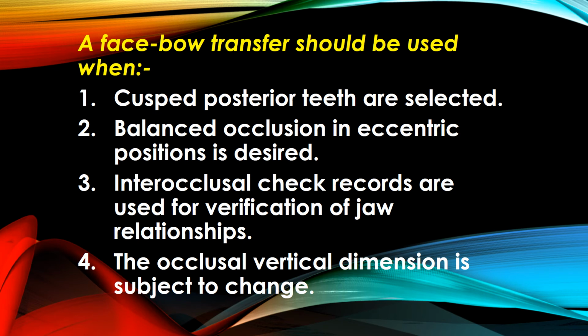A face-bow transfer should be used when, number 1, cusped posterior teeth are selected. Number 2, balanced occlusion in eccentric positions is desired. Number 3, interocclusal check records are used for verification of jaw relationships. And finally, if the occlusal vertical dimension is subject to change.